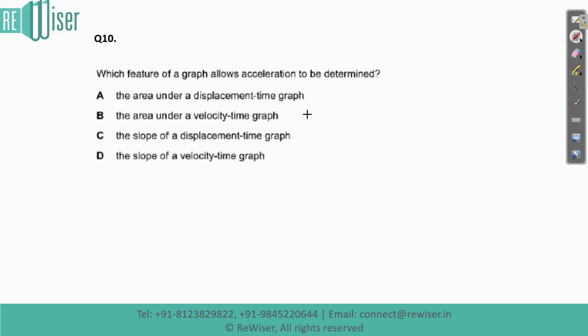Area under velocity time. Similarly, V versus T graph. If we find out V into T, we are basically finding out displacement. So this is wrong. This is wrong.